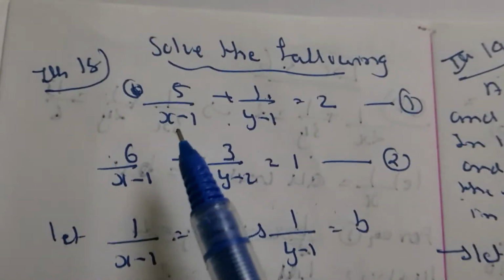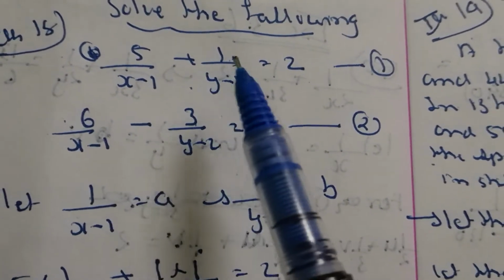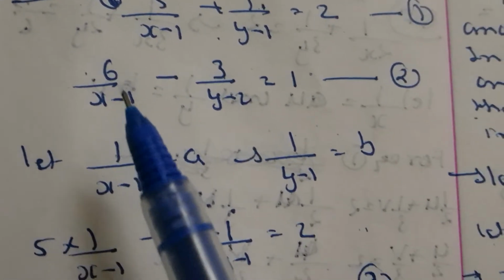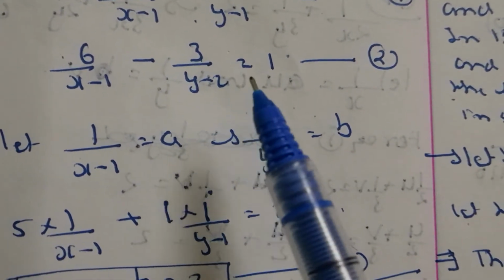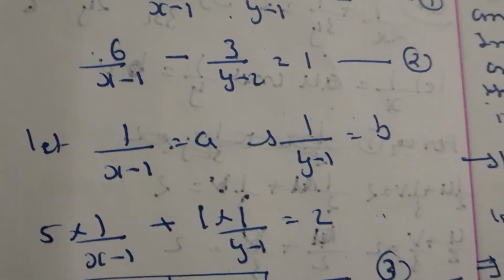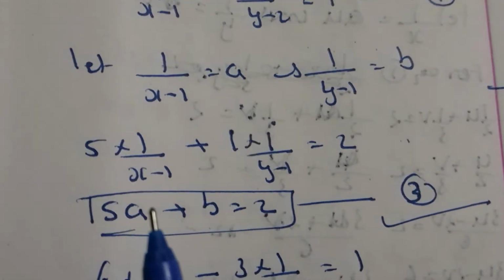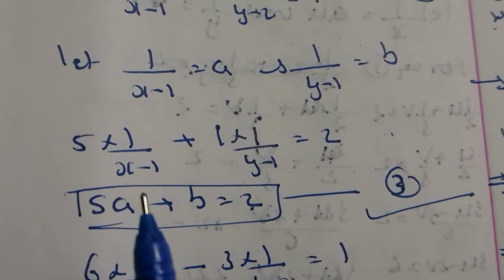Now another illustration, number 11. 5 upon x minus 1 plus 1 upon y minus 1 is equal to 2. And the second equation is 6 upon x minus 1 minus 3 upon y minus 1 is equal to 1. Now dear friends, in the previous sum it was just x and y. Here it is x minus 1 and y minus 1 as denominator.